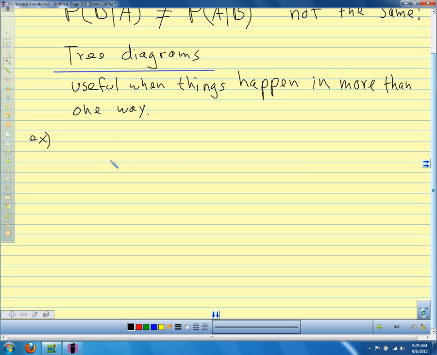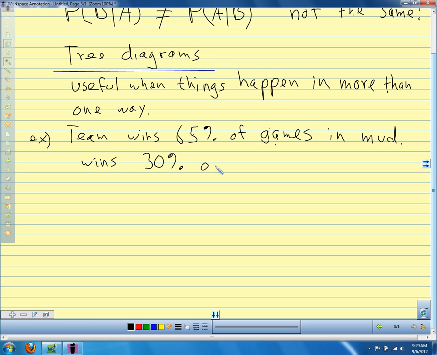So for this example, we have a sports team, and it wins 65% of the games it plays on muddy fields. I'm going to say games in mud. And it wins 30% on dry fields. So for some reason this team likes to play in the mud because they win 65% of their games on the muddy fields. Maybe where they practice is muddy usually, I don't know.